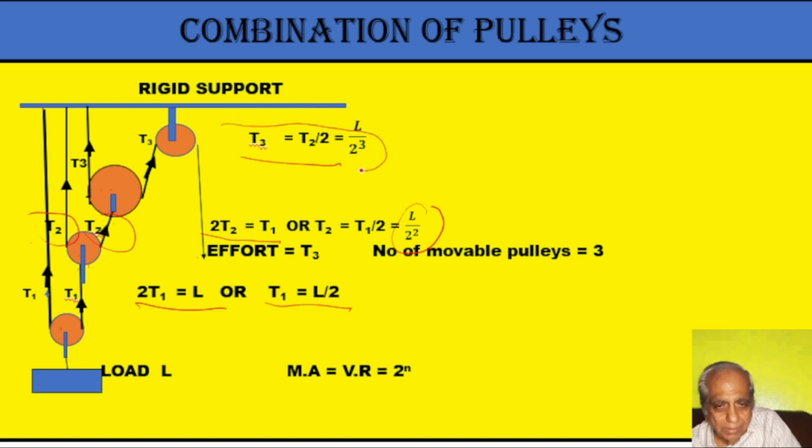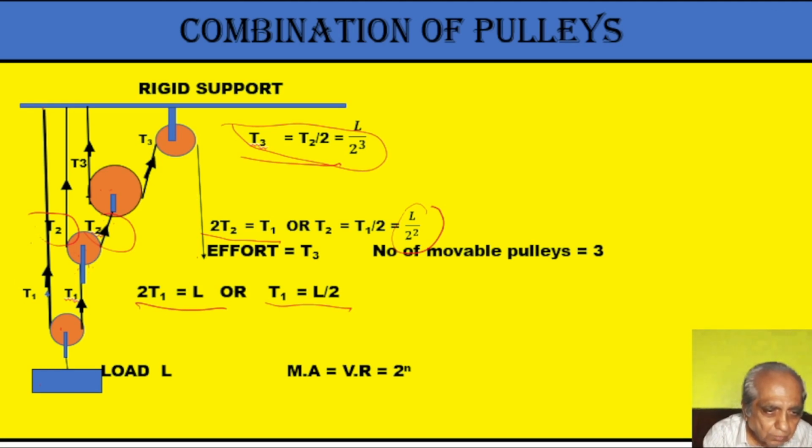So this is my T3. See here, T2 was L upon 2 square. T3 is L upon 2 cube. So if there had been a fourth movable pulley, I would have got T4 equal to L upon 2 raised to 4. So if there are n number of movable pulleys, I will get Tn equal to L upon 2 raised to n.